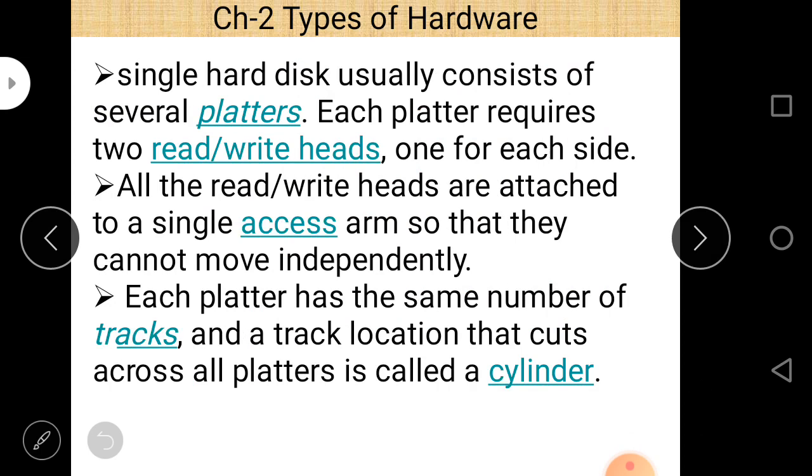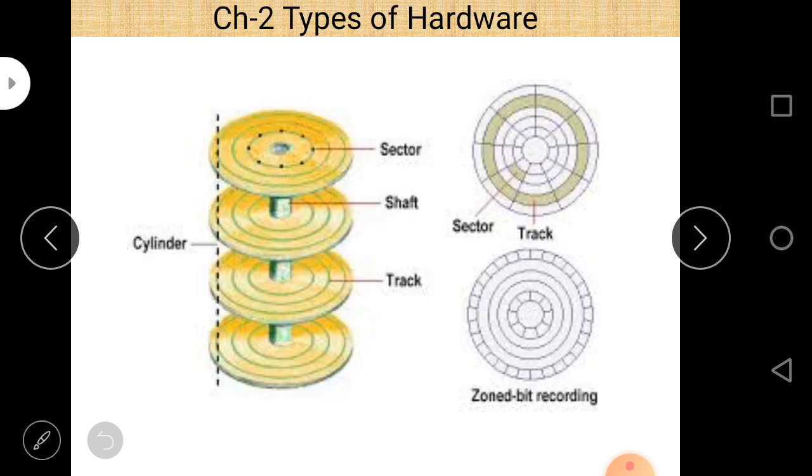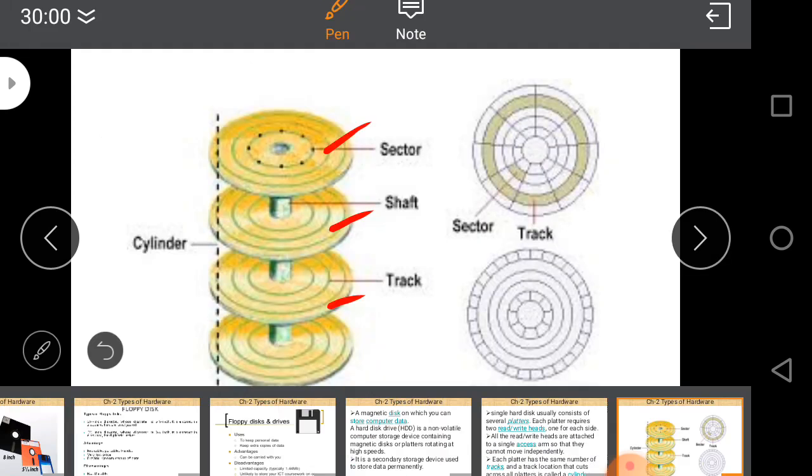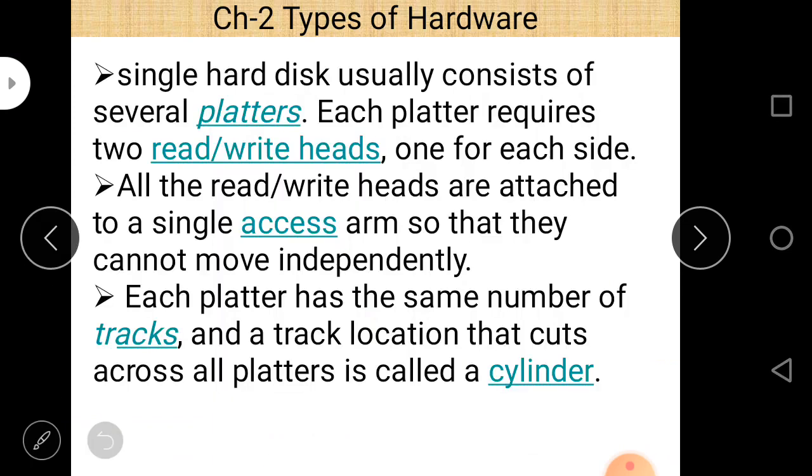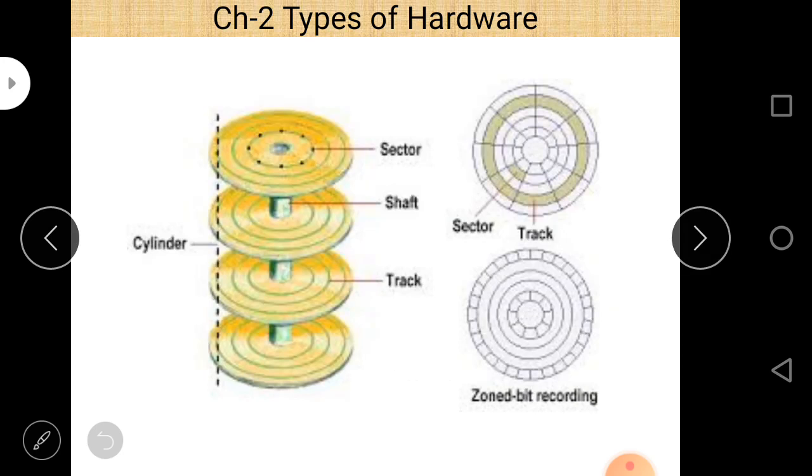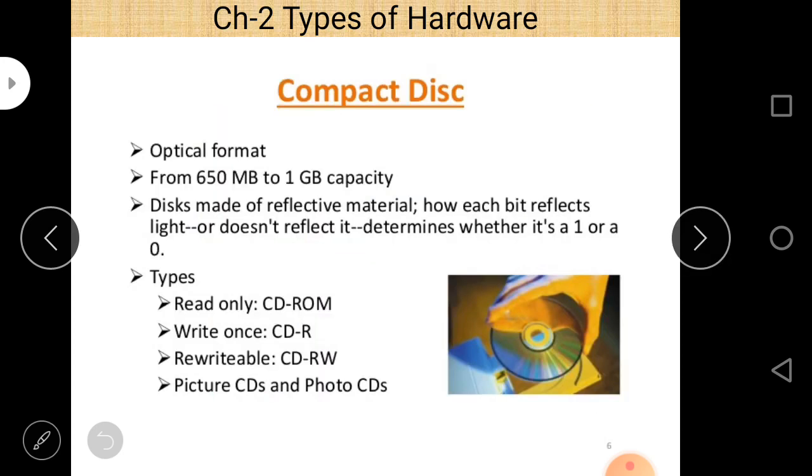And a single hard disk usually consists of several platters, as we see in the diagram. There are several platters in it, and each platter requires 2 read-write heads, one for each side, and all the read-write heads are attached to a single axis arm so that they can move independently. And each platter has the same number of tracks, and the track location that cuts across all platters is called a cylinder. This is a diagram of a hard disk.